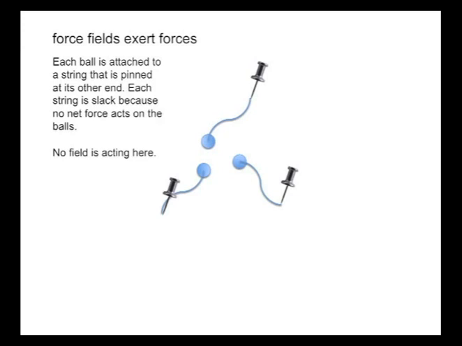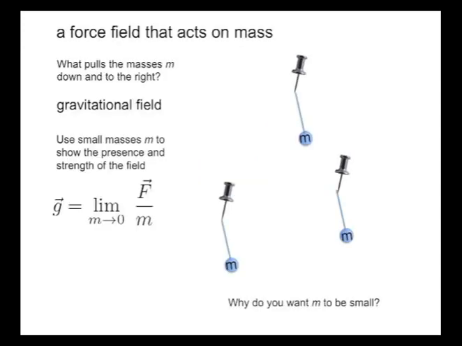So let's say three little masses at the ends of strings, and the strings are pinned to a board. The board is lying flat on the table, so there's no force on these little masses. The strings are slack. But now you tilt the board so that gravity exerts a force on the masses. And we see that the little masses draw their strings taut, and the little masses all point down. It shows I'm not holding the board quite square to the surface of the earth.